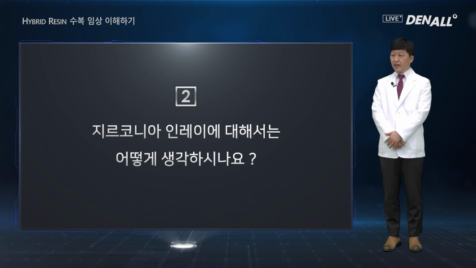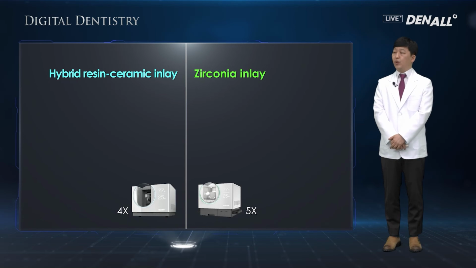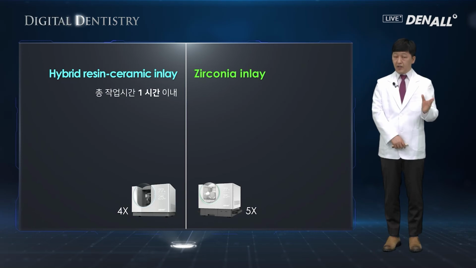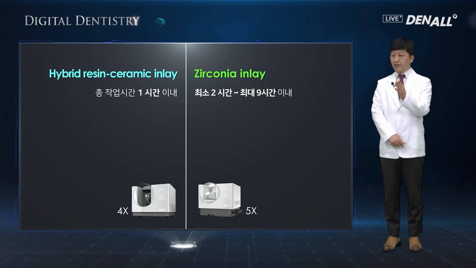Second question, what do you think about zirconia inlay? At times, people ask me whether I use a zirconia inlay. I'm going to compare hybrid resin ceramic inlay with a zirconia inlay. First, for hybrid resin ceramic inlay, the total amount of time required from scan to setting is within 1 hour. On the other hand, zirconia inlay requires at least 2 to maximum 9 hours. The reason is because zirconia requires that much time for firing. What kind of problems could result?